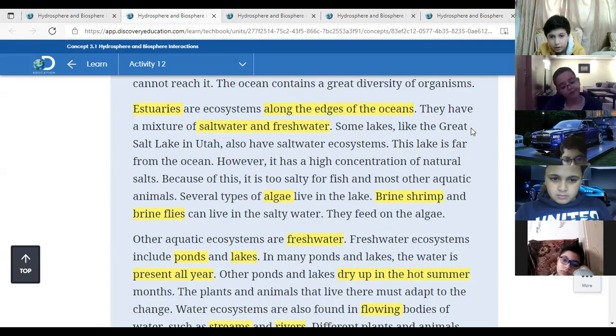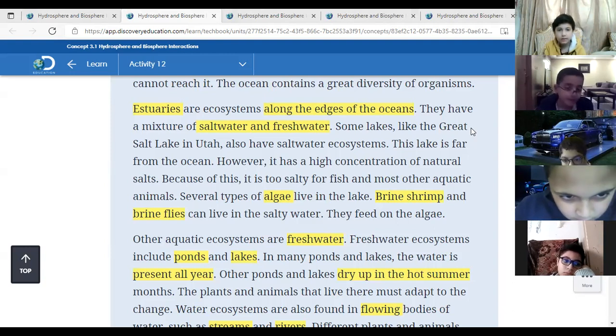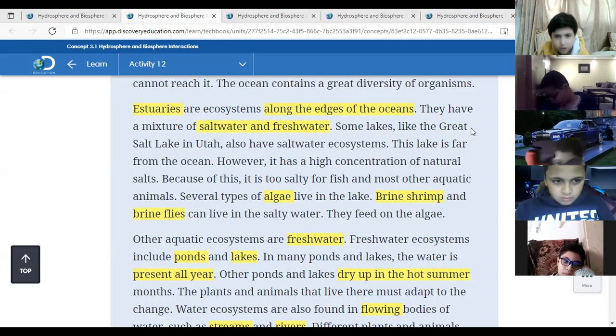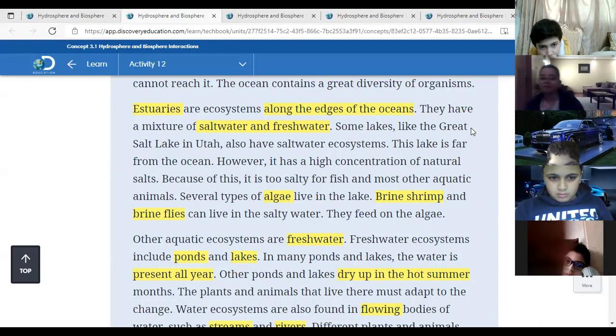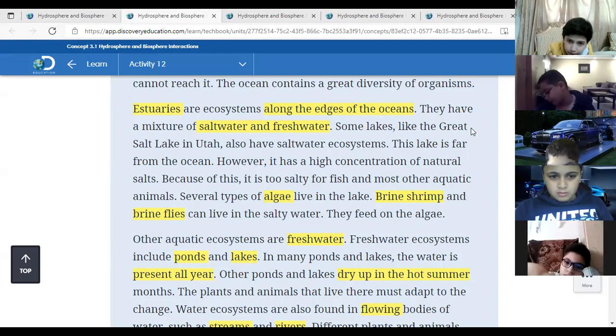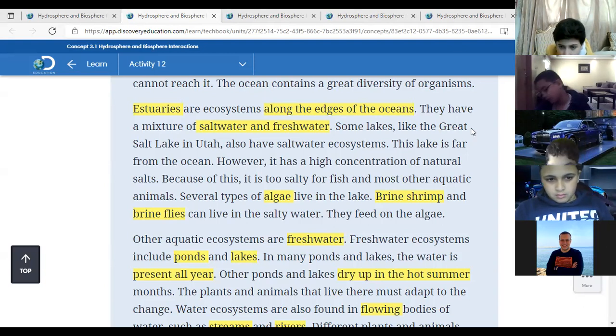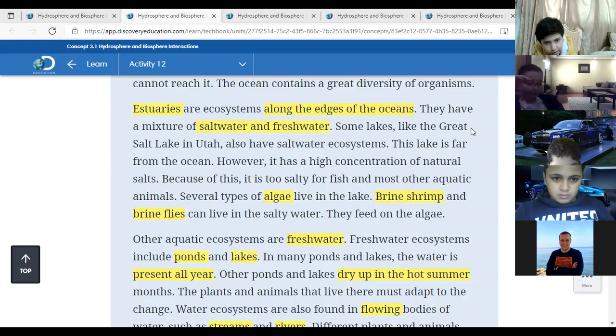Also have salt water ecosystems. This lake is far from the ocean. However, it has a high concentration of natural salts. Because of this, it's too salty for fish and most other aquatic animals. Yes. Several types of algae live in the lake. Brine shrimp and brine flies can live in the salty water. They feed on the algae.